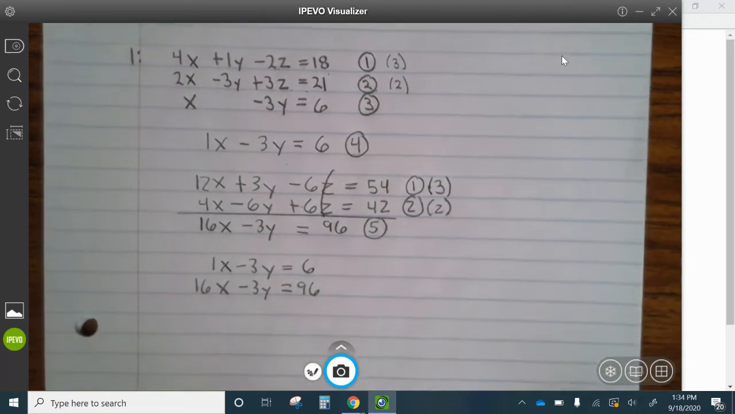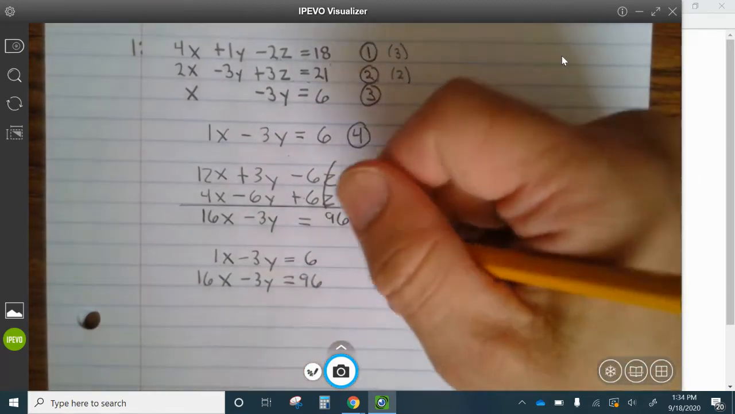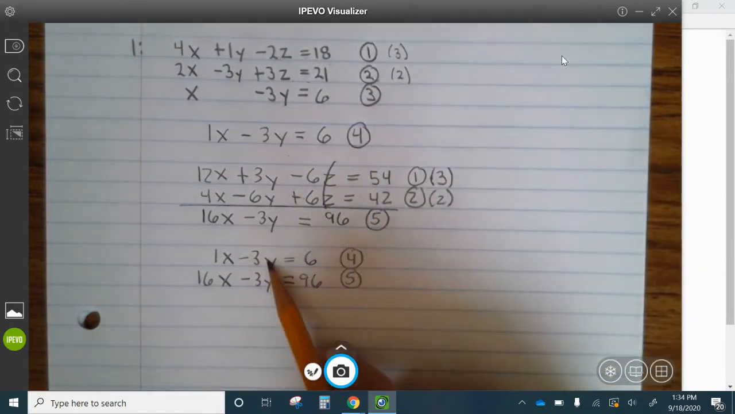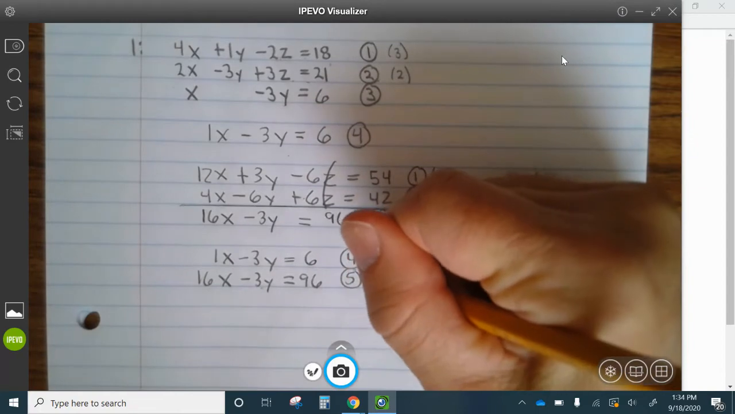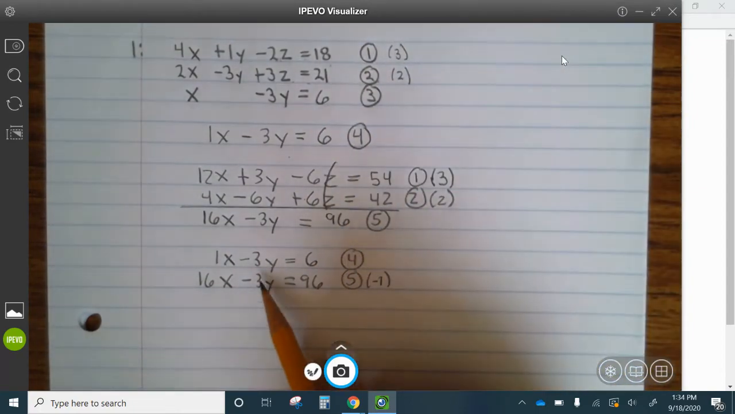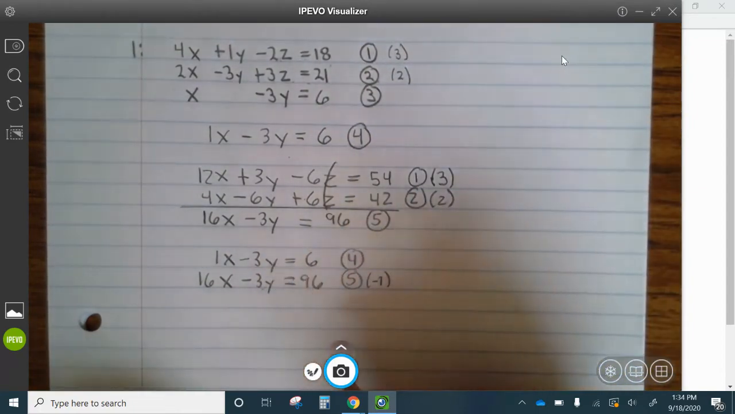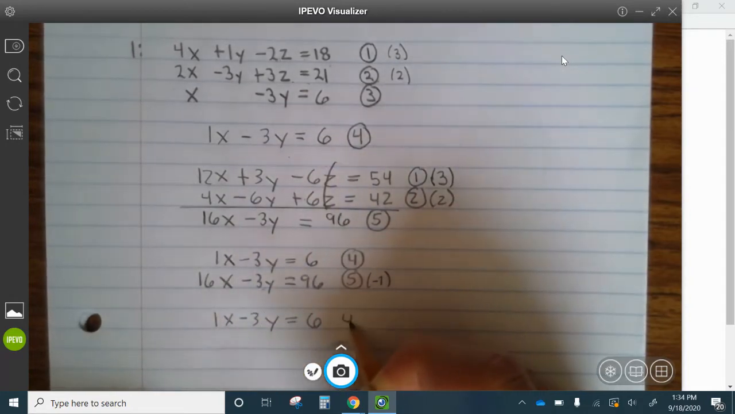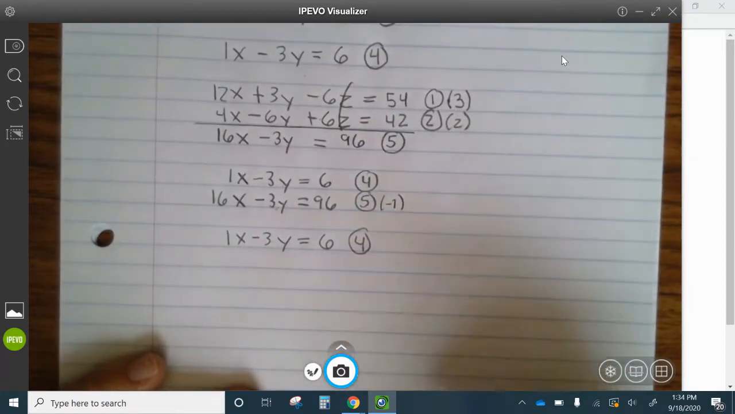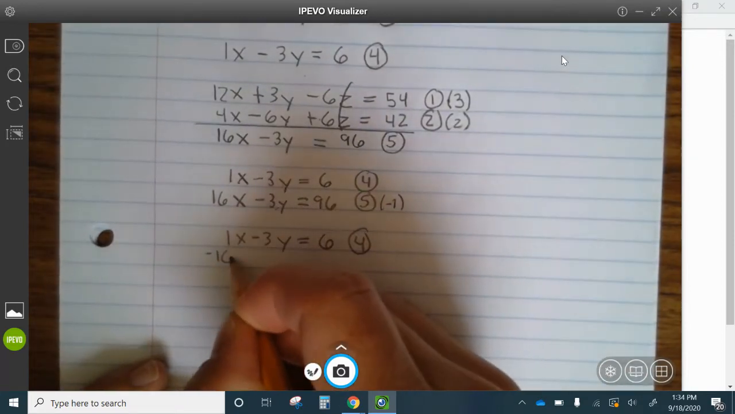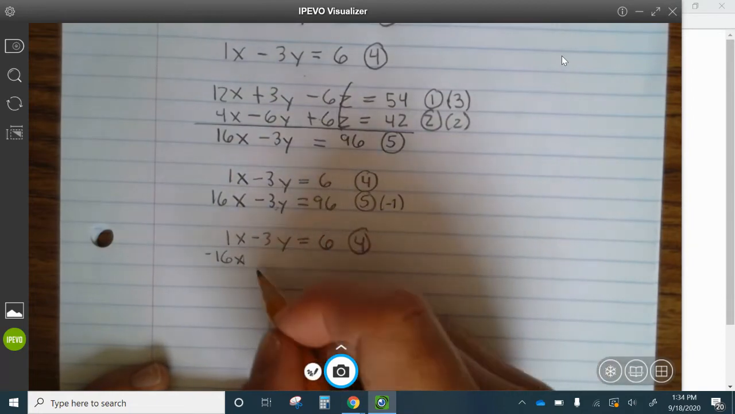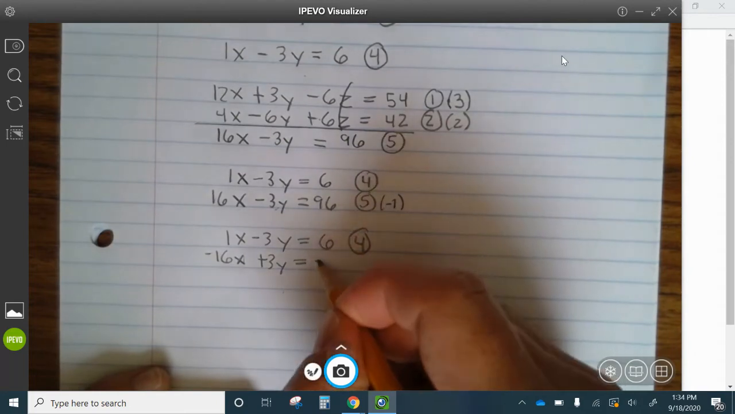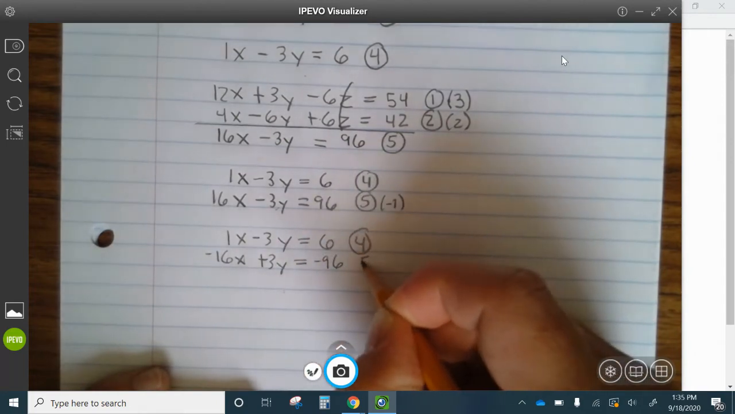Now, here, this is equation 4. This is equation 5. Because we have a negative 3, and this one a negative 3 here, if we just multiply equation 5 by negative 1, we'll have a positive 3y, and then the y's will cancel. So we have 1x minus 3y equals 6. That's equation 4. And then negative 1 times 16 is negative 16x. Negative 1 times a negative 3 is a positive 3y. And then negative 1 times 96 is negative 96. And that's equation 5 times negative 1.